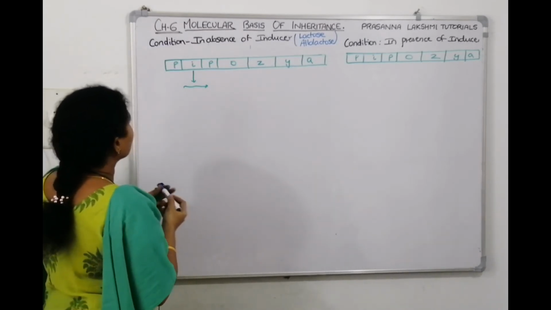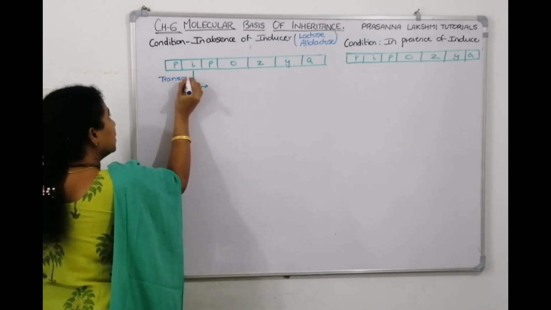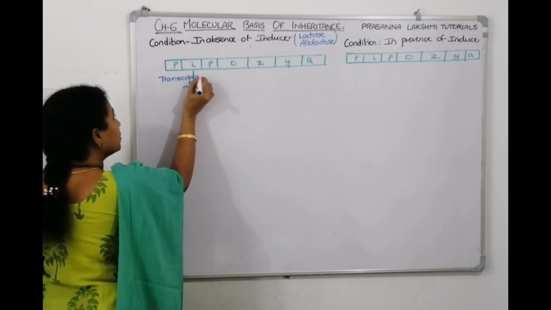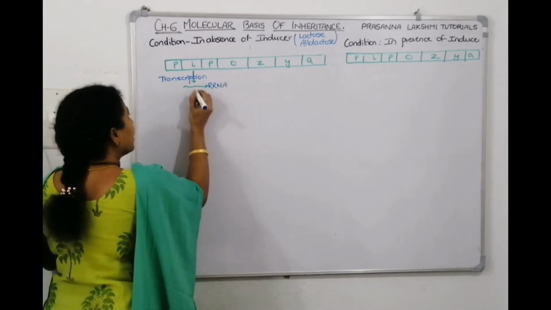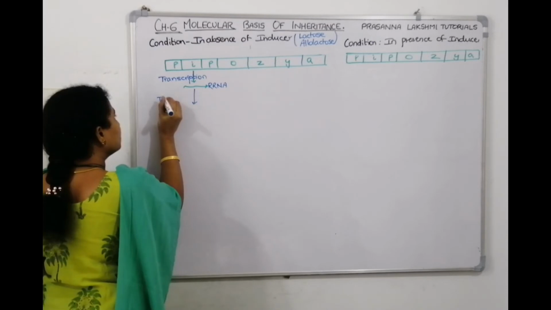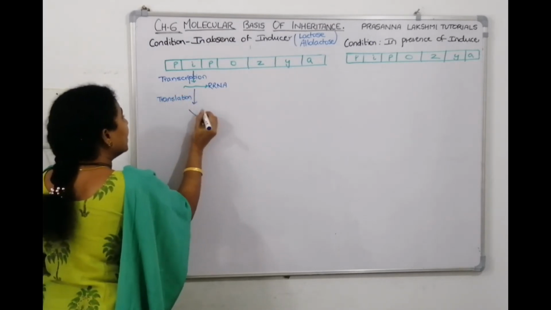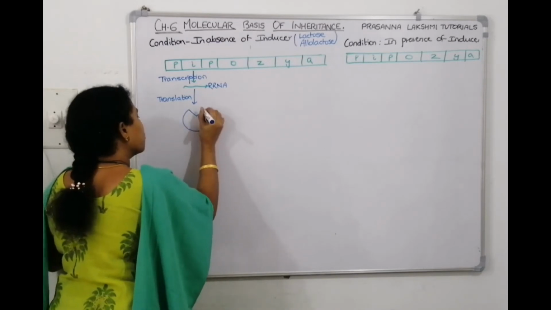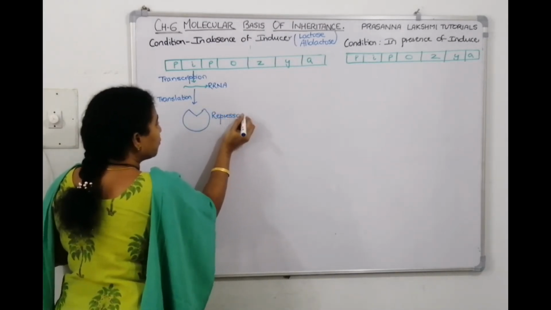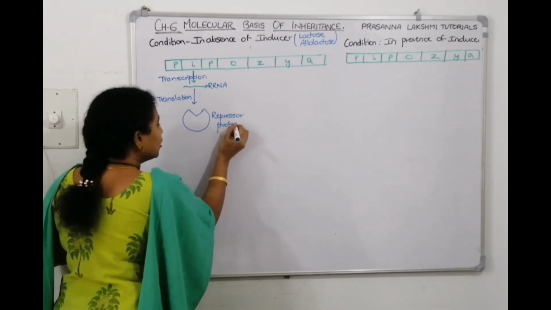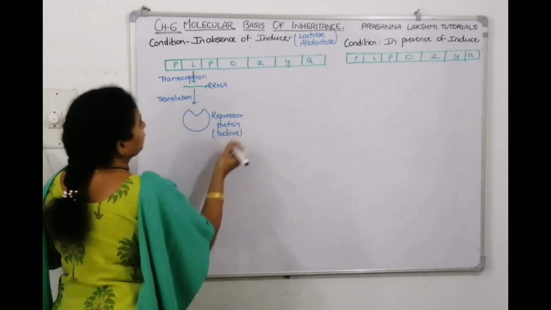The I gene undergoes transcription and it makes a repressor RNA. Now this undergoes translation and it makes a repressor protein. And as I told you, in Lac Operon, the repressor protein is active.